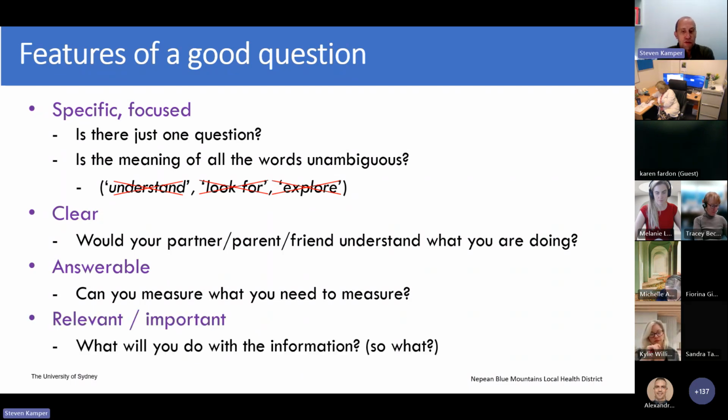And this is sometimes called the so what question. So you should be able to say, when I have this information, I will be able to do X. So don't start out unless you have some clear idea what generating the information that the study will generate will enable you to do that you can't do so far. So they're the features of a good question.